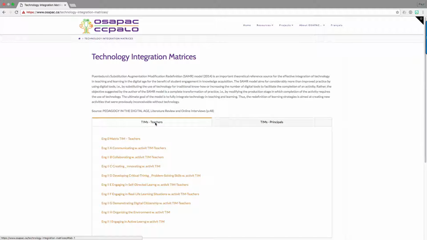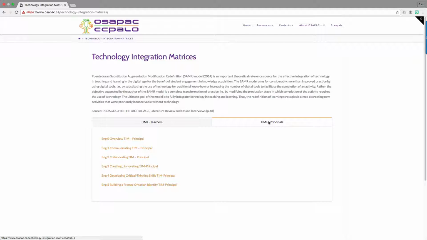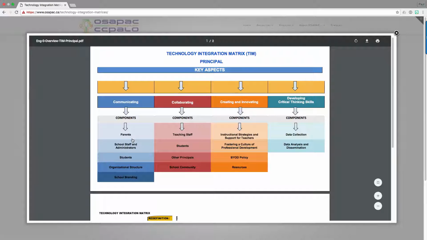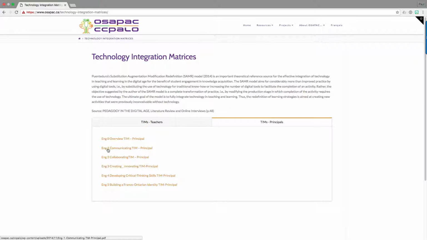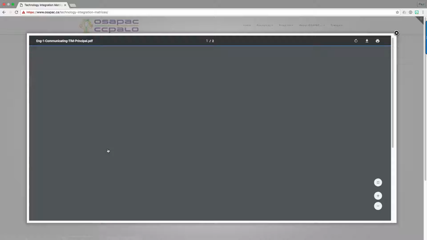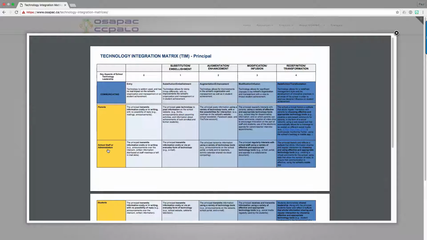In addition to the classroom educator matrices, there are also ones for school and system leaders. This one provides a series of categories that a school or system leader could use to evaluate how well technology is being integrated into the overall school environment with a number of different stakeholders, including parents, students, teaching staff, and the broader school community. Again, from the general matrix, you break down into specific exemplar matrices. For example, communicating. Here's an example of the communicating matrix, moving from entry to transformation, and again linked into the SAMR model of substitution, augmentation, modification, and redefinition.